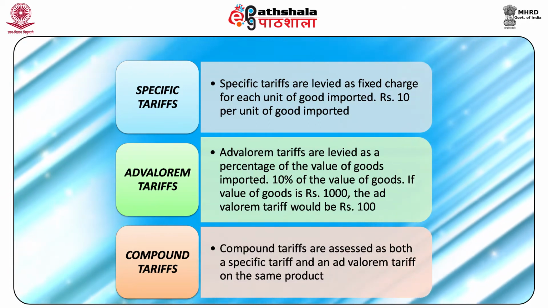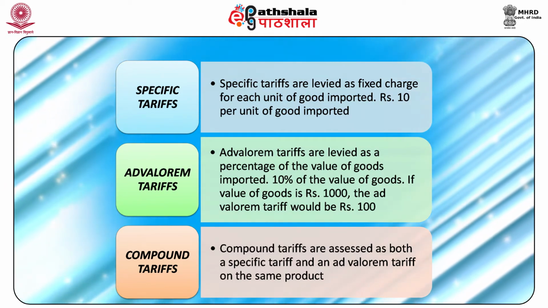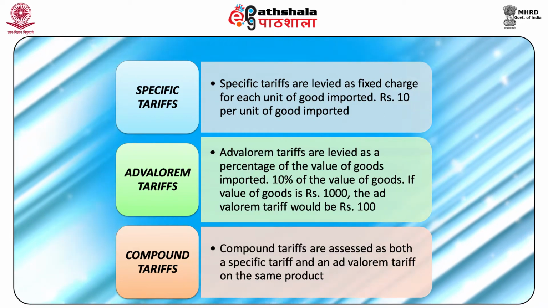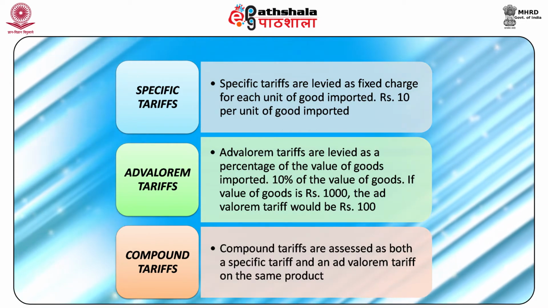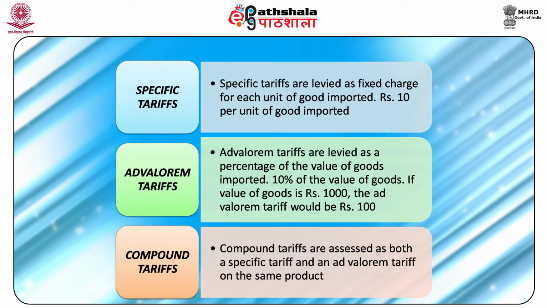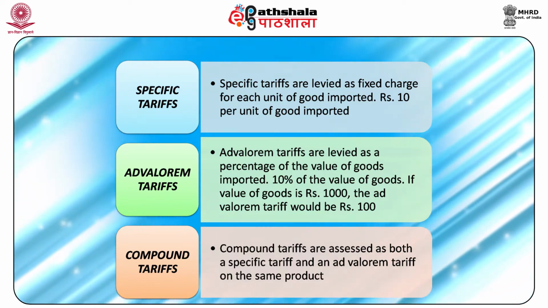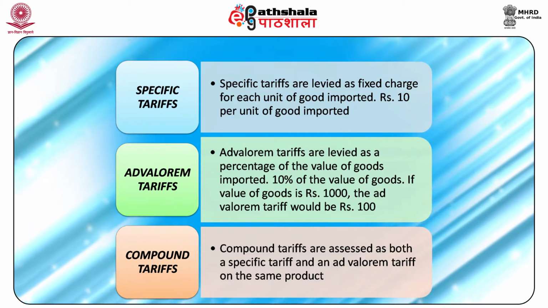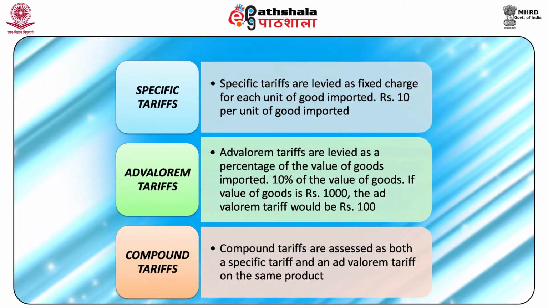The second one is ad valorem tariff. Ad valorem tariffs are levied as percentage of the value of goods imported. For example, 10% of the value of goods. If value of goods is 1000 rupees, the ad valorem tariff would be rupees 100. The third one being the compound tariff. Compound tariffs are assessed as both a specific tariff and an ad valorem tariff on the same good. That means an application of rupees 10 plus 10% on the value of goods.